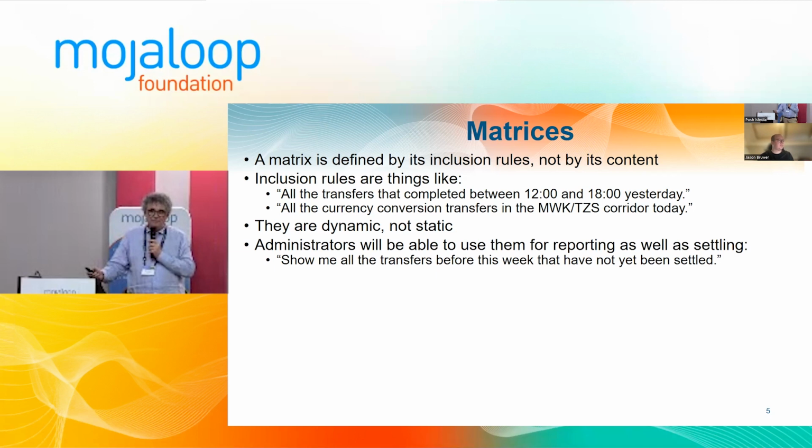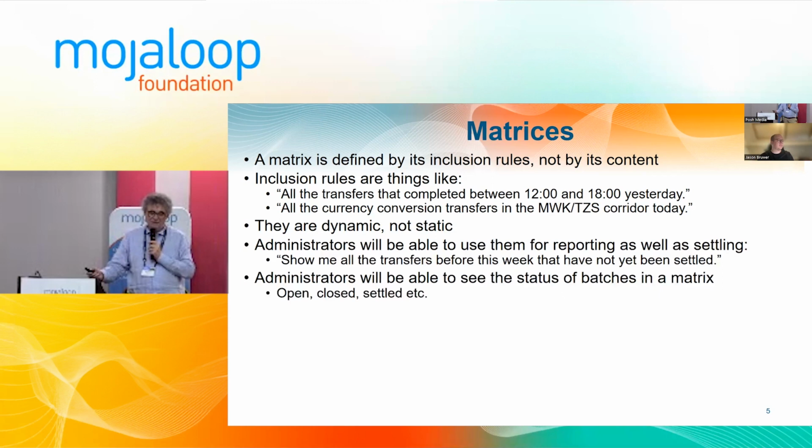But we wanted them to be able to say things like, show me all the transfers before this week that have not yet been settled. Administrators will also be able to see the status of all the batches in a matrix. Might be open or closed or settled or whatever. And we also want them to be able to drill down into the content of batches, to be able to pick a batch and say, I want to see the transfers that are in that batch.